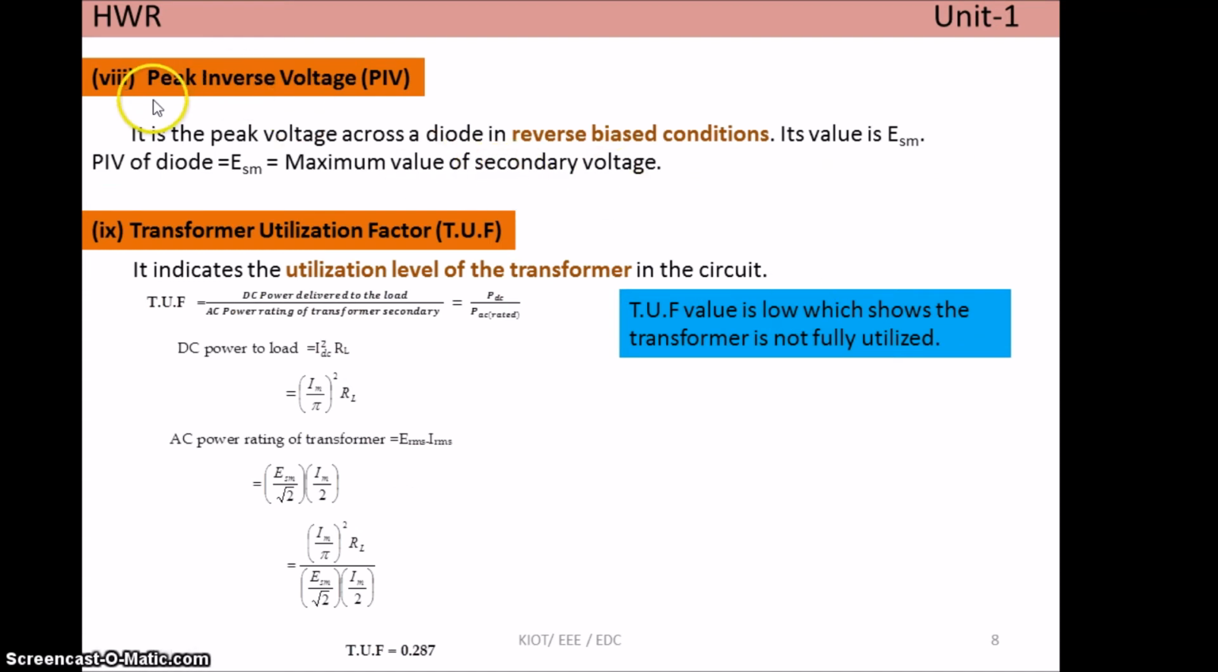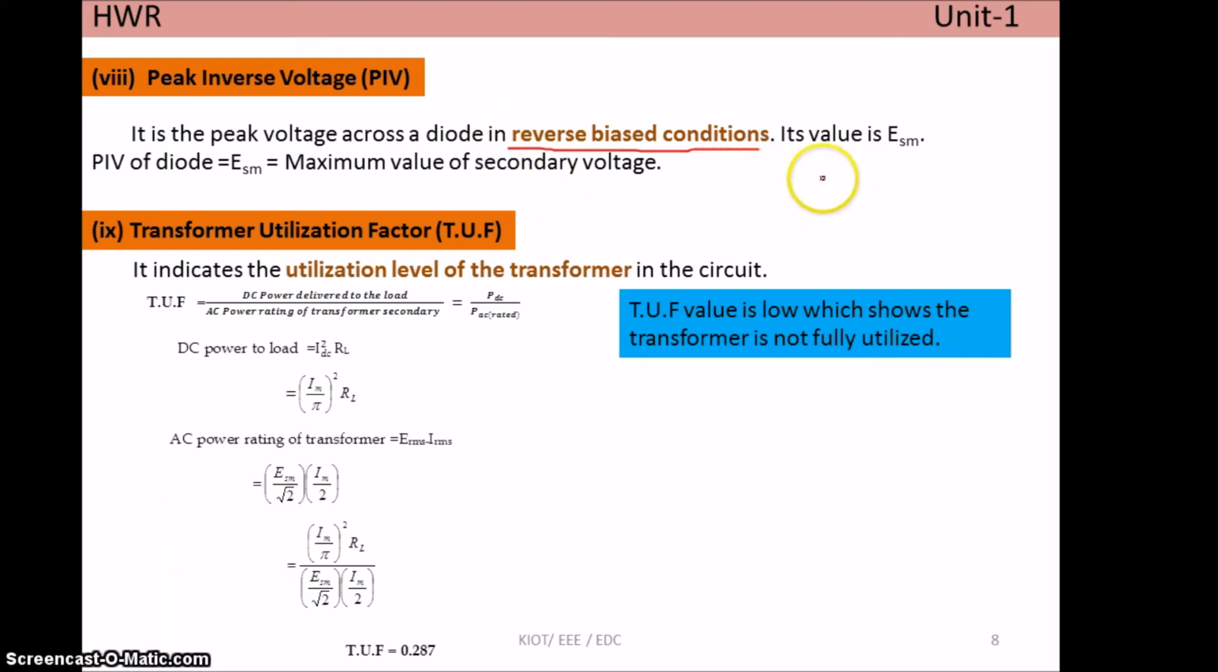So the next one is peak inverse voltage. As I already informed, peak means maximum, inverse means under the reverse bias condition, and voltage means voltage. So peak inverse voltage is the maximum voltage across the diode under reverse bias condition. So the reverse bias condition is very important.